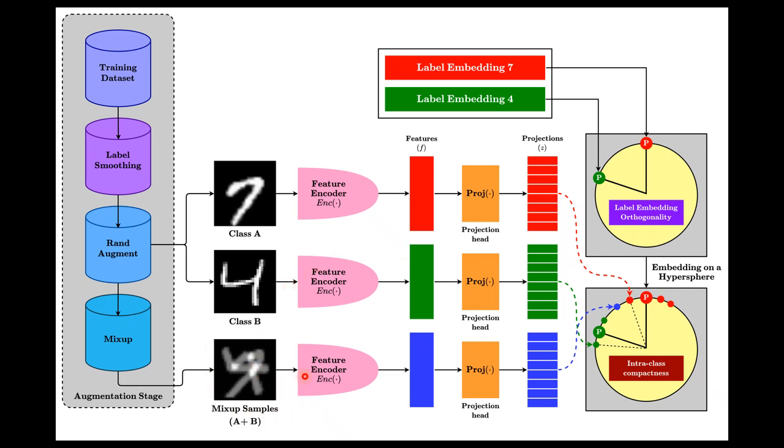Mix-up creates ambiguous samples that simulate unseen categories. The model learns how uncertainty should look geometrically, pushing ambiguous samples away from class centers and reducing the familiarity trap.